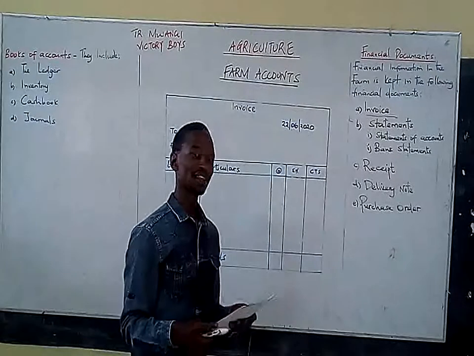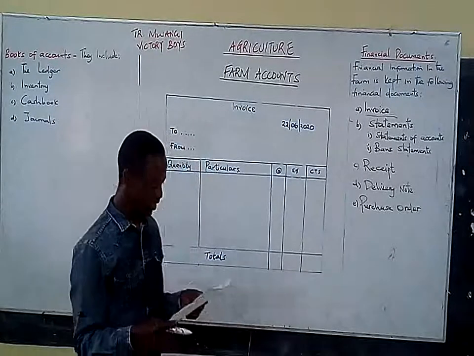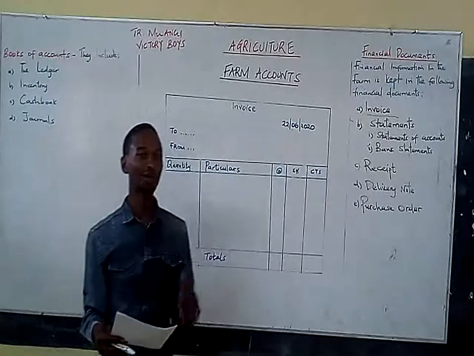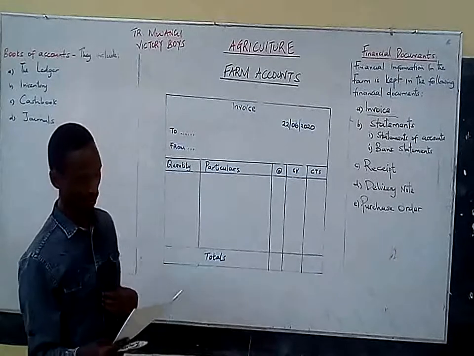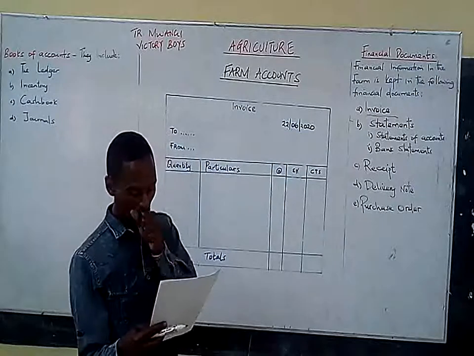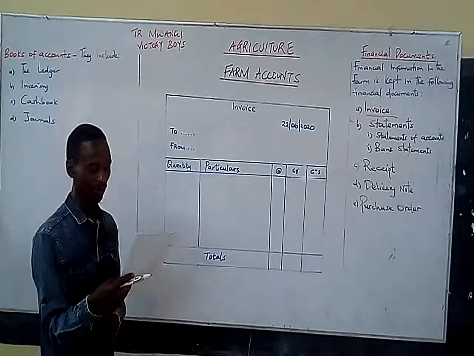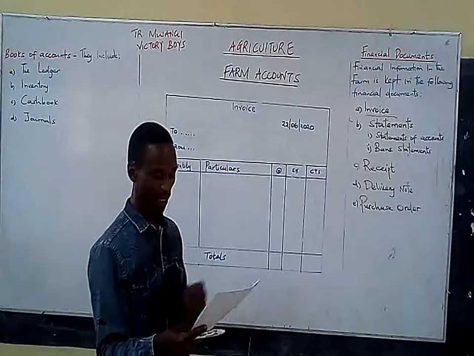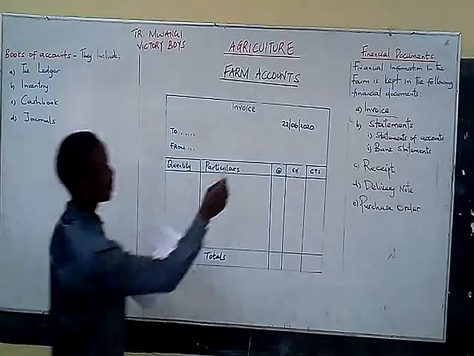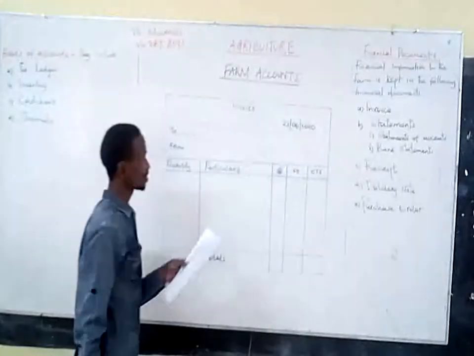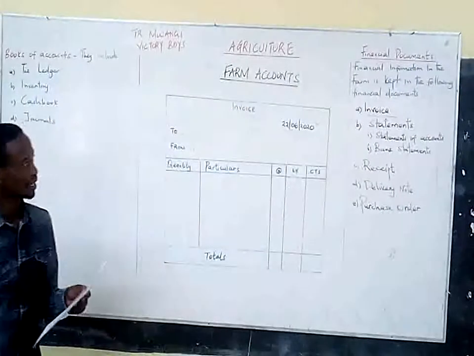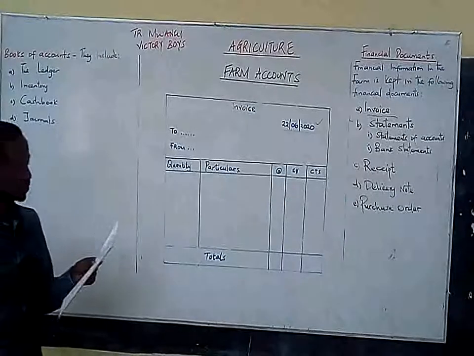An invoice is a document issued by a seller to a buyer when goods are bought or services rendered on credit. An invoice contains the following details. Number 1, we have the date of transaction. Number 2, it contains the types of goods which are bought.